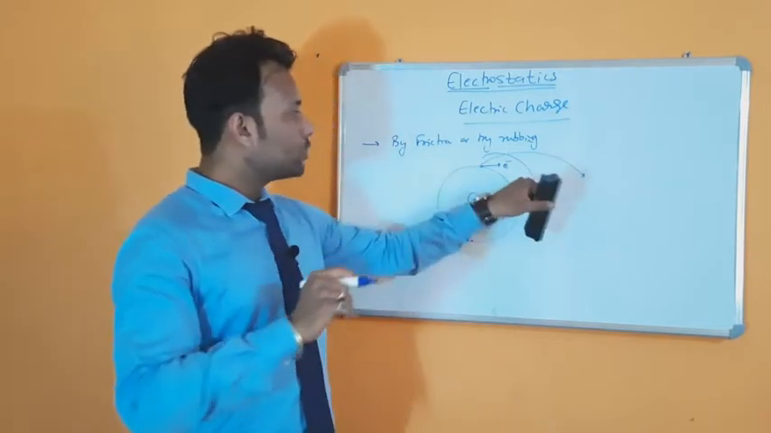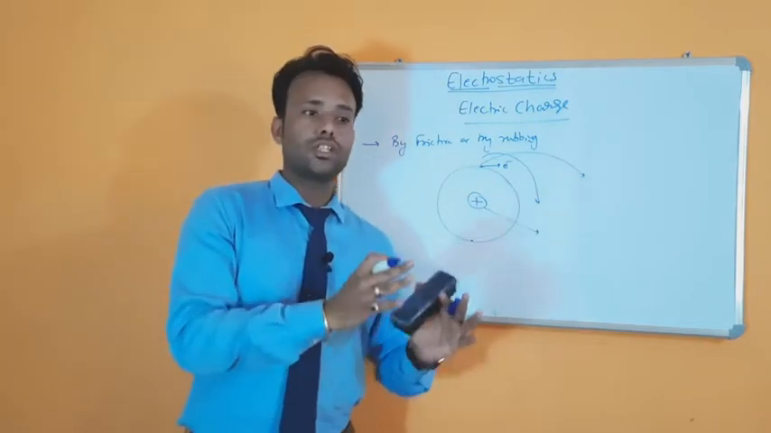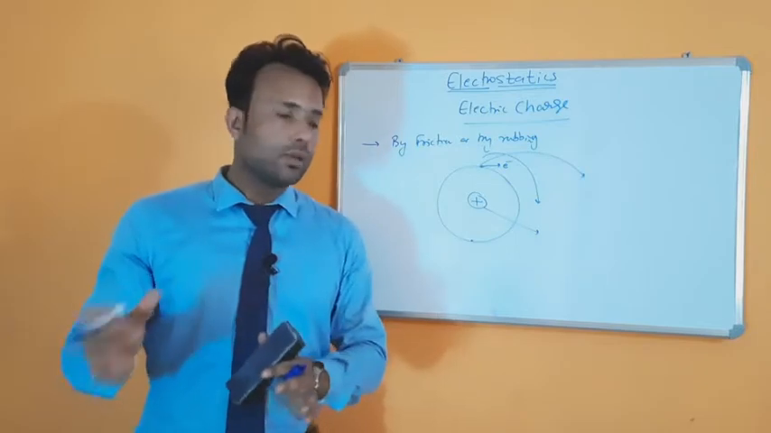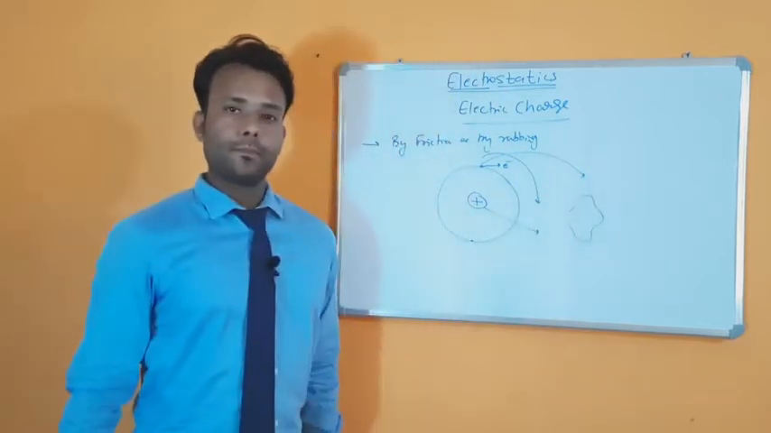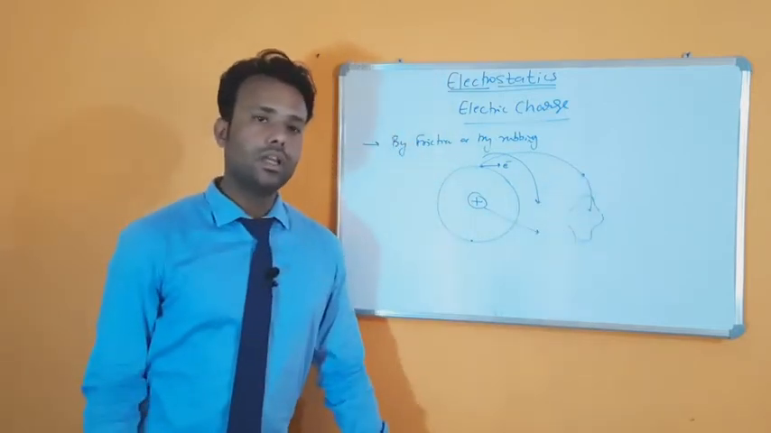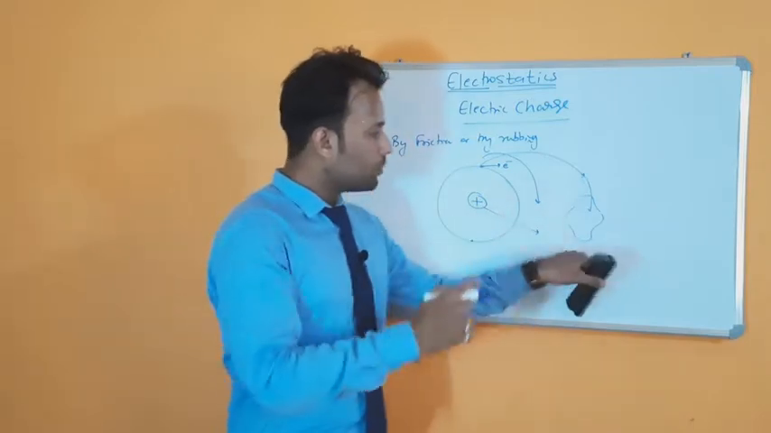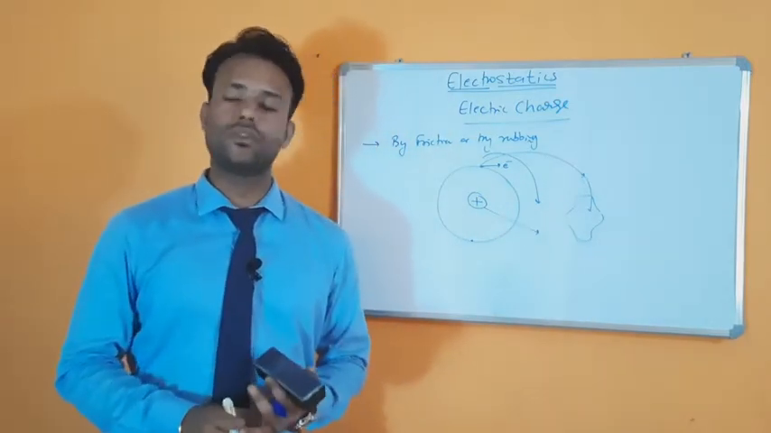Now this electron must be going somewhere. That means this electron is transferring to some body, right? So let's say this is the body. This electron is going into this body. Now initially this body was also neutral because the total negative and positive charge was equal.